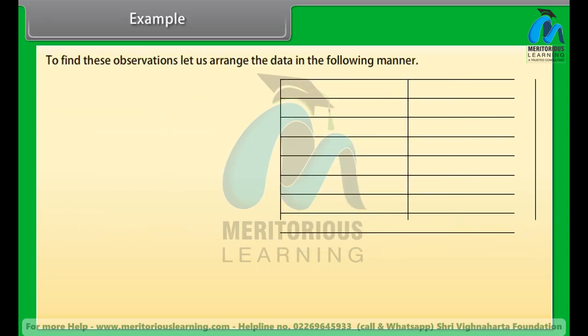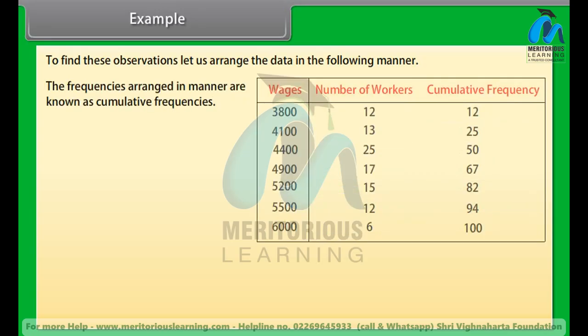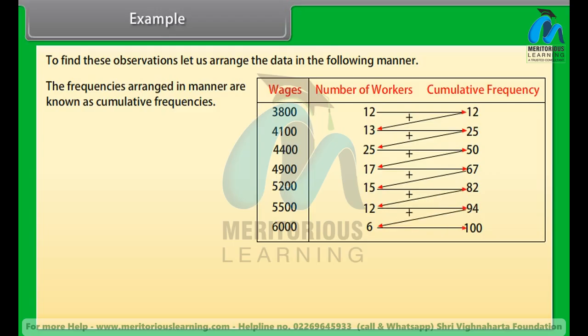To find these observations, let us arrange the data in the following manner. In this, we have written the total number of workers who are taking wage up to 3800, up to 4100, up to 4400, up to 4900, up to 5200, up to 5500, up to 6000. The frequencies arranged in this manner are known as cumulative frequencies. The table shown tells you how to calculate the cumulative frequency column quickly. So, the 50th observation is 4400 and the 51st observation is 4900.